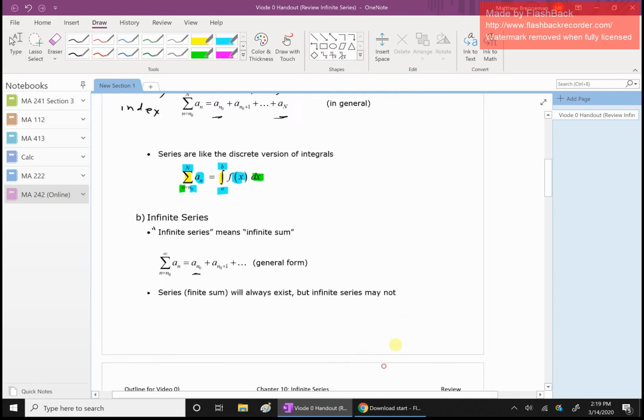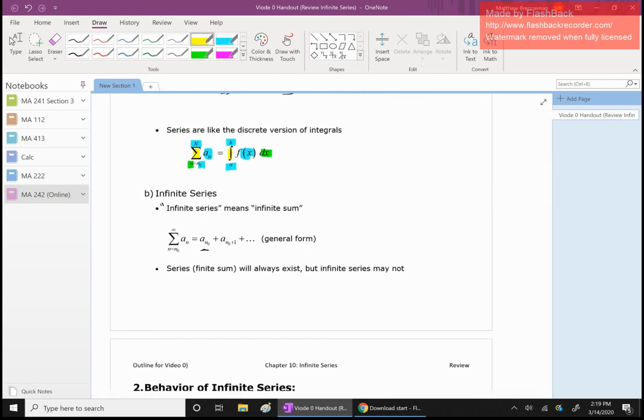Now we want to deal mostly with infinite series. So infinite series just means an infinite sum. And so we're starting at some finite position in the sequence, a sub n, and usually we're summing to positive infinity. And of course, the fly in the ointment is that when we're summing a finite number of terms, the series will always exist, but an infinite series may not.